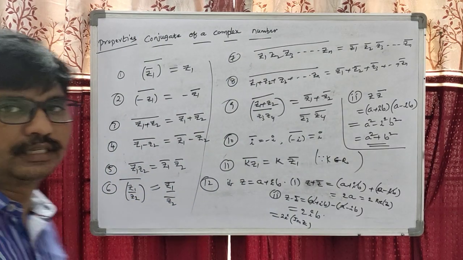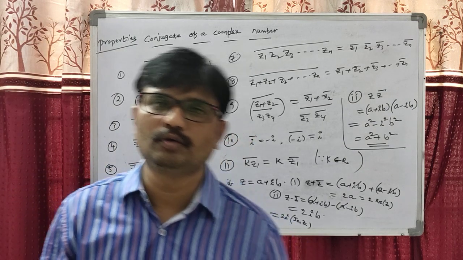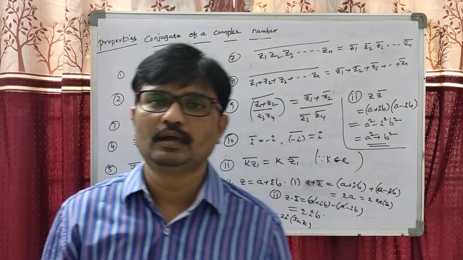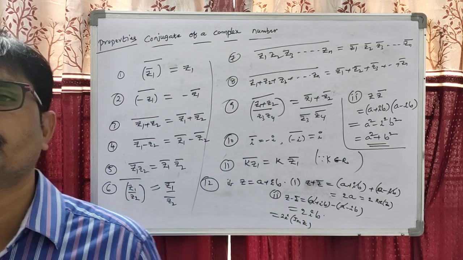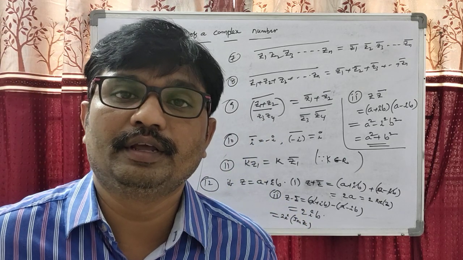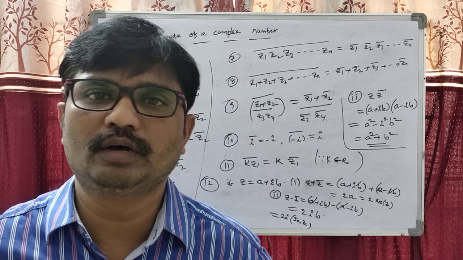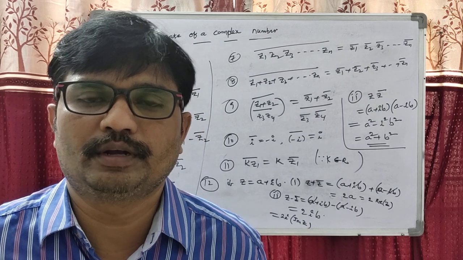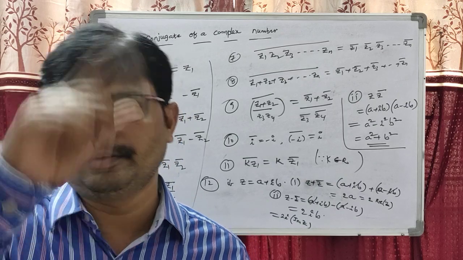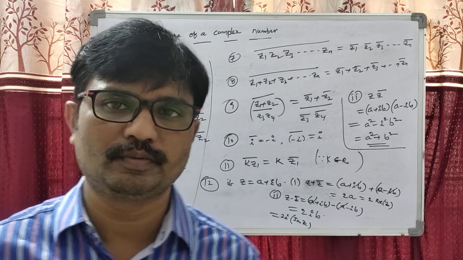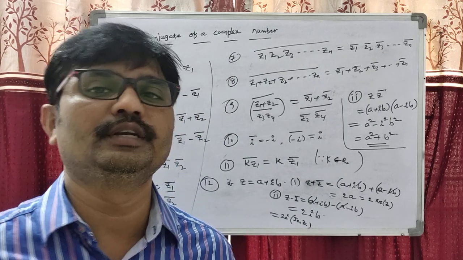Okay students, this is today's lesson. Tomorrow we will discuss modulus. The modulus properties are very important, students, and very useful in objective questions also. The modulus of z is denoted by mod of z, that is root of a square plus b square. That we will discuss tomorrow.